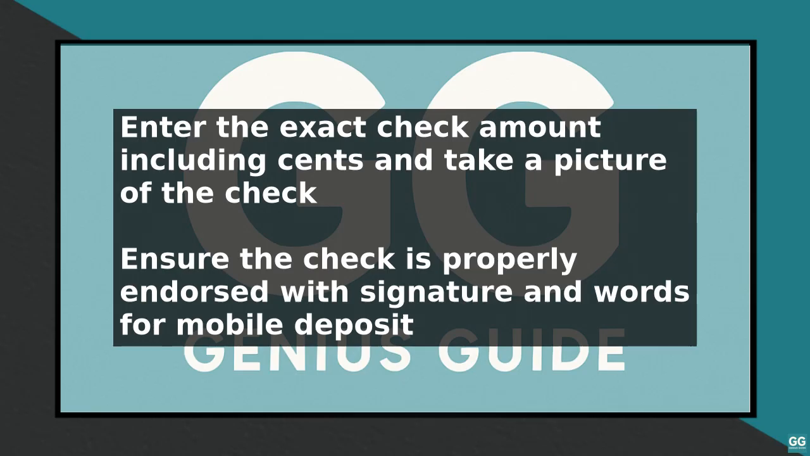After you have taken the photos, review the deposit details to ensure everything is correct. Check the account number, check amount, and the images of the check to confirm they are clear and legible. If everything is correct, submit the deposit. You will receive a confirmation message once the deposit has been successfully submitted. The funds will be available in your account according to Truist's mobile deposit policy.